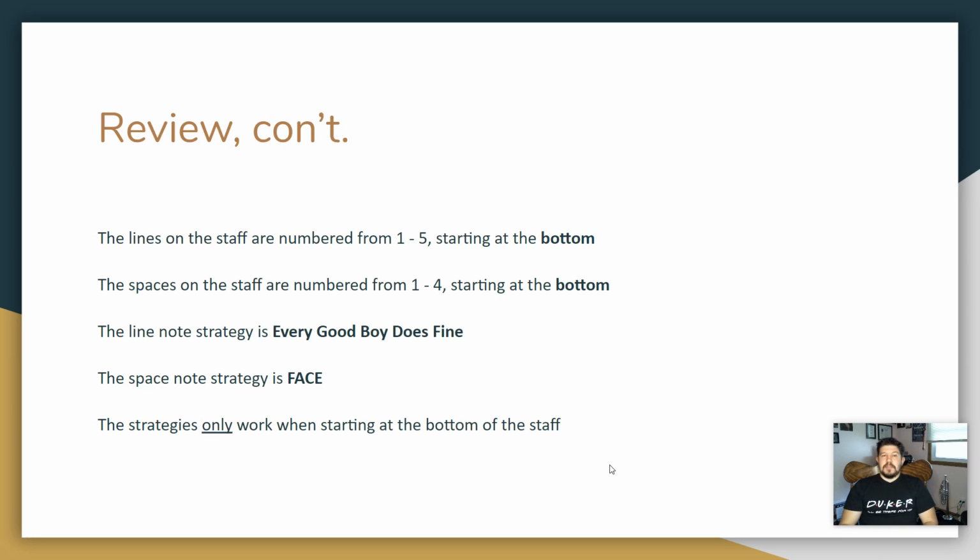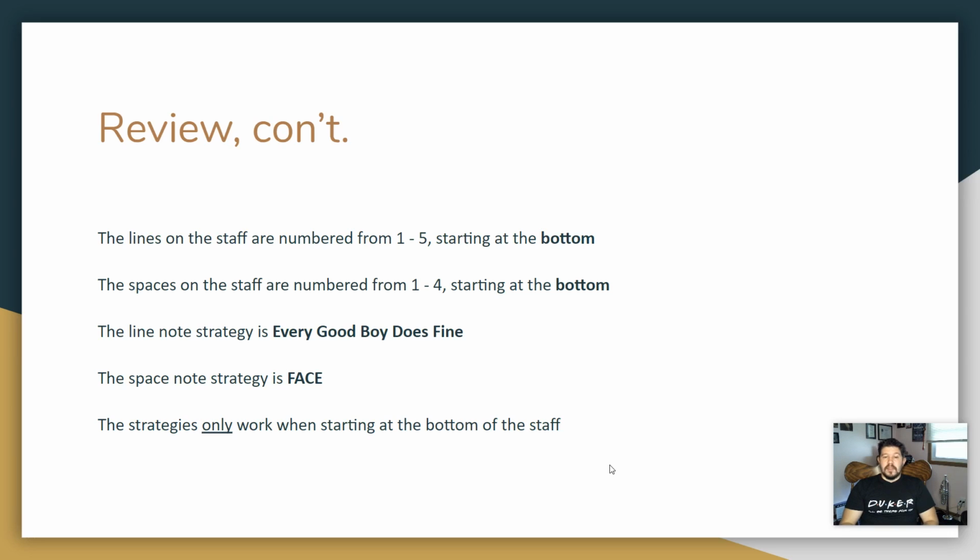So if I was talking about spaces and I wanted like the second space, for example, you would have to remember that the strategy for spaces is face, spelling the word F-A-C-E. So you would take the second letter of that word, which is the letter A, and that would be the note that is on the second space.